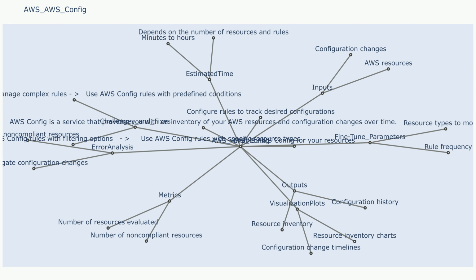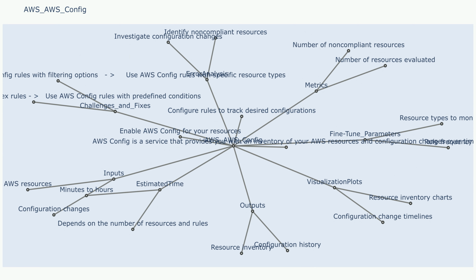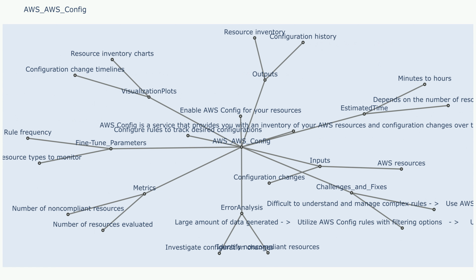Name: AWS S3 bucket, optional. Purpose: If you want to store your configuration data in a specific S3 bucket, you need to create one. This allows for custom storage and management of your configuration data.